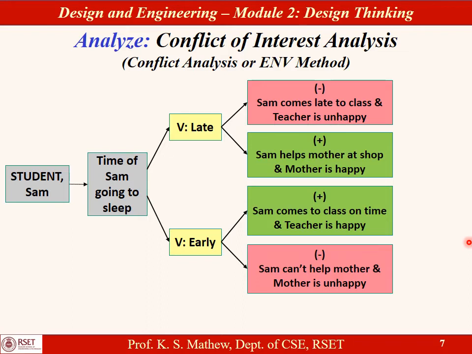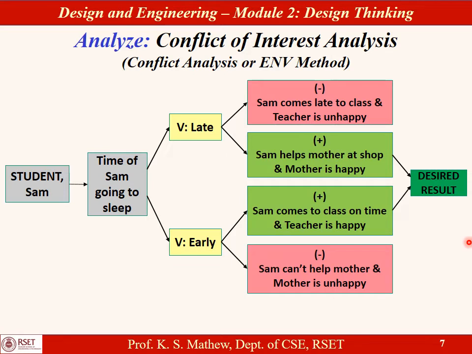So the desirable consequences are these 2. The desired result of your solution should be these 2. Sam helps his mother at the shop and the mother is happy. Sam comes to class on time and the teacher is also happy. So whatever solution we are going to develop for solving this problem should have this desired result: Sam helps his mother at the shop and the mother is happy, and Sam comes to class on time and the teacher is also happy.